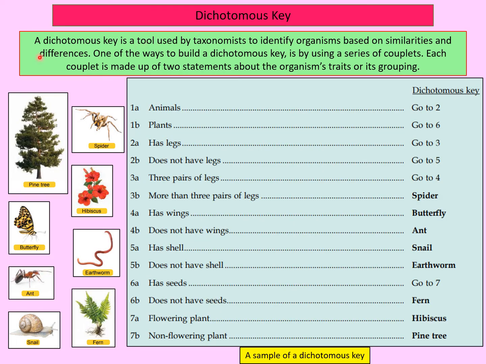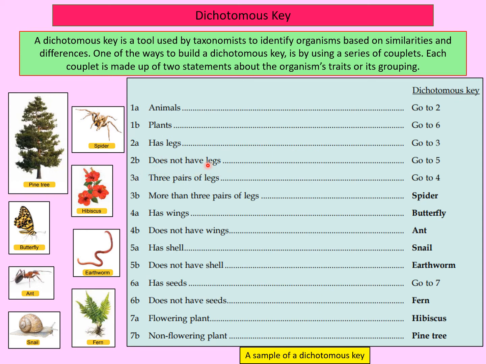Dichotomous key. A dichotomous key is a tool used by taxonomists to identify organisms based on similarities and differences. One of the ways to build a dichotomous key is by using a series of couplets. Each couplet is made up of two statements about the organism's traits or its groupings. We look at them one by one. 1A is animal, 1B is plants. If plants, go to 6; if animal, go to 2. 2A has legs, 2B does not have legs.